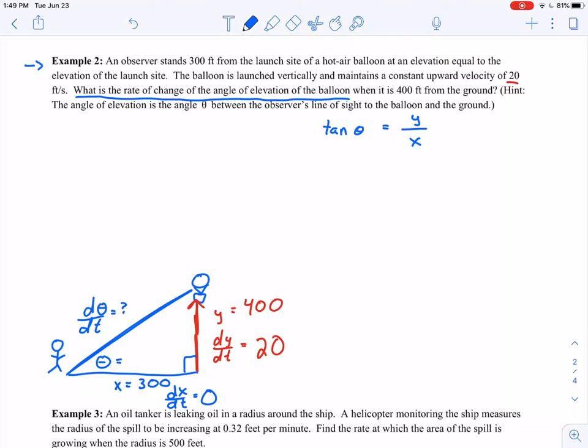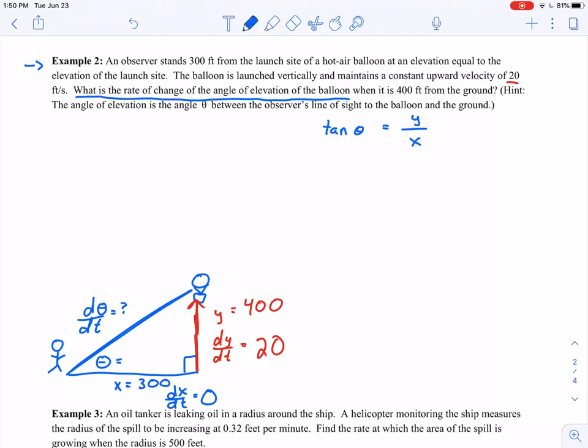Now, I could go and just take the derivative with respect to time, and there's nothing to stop me from doing that. That's fine. But the right-hand side in particular, this y over x, would pose somewhat of a problem. We could deal with it. It would just mean that we'd have a quotient rule. But if I have the choice between doing the quotient rule and not doing the quotient rule, I'm going to choose not to do the quotient rule pretty much every single time. So how am I going to do that?